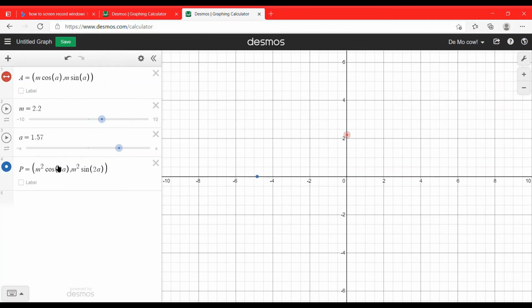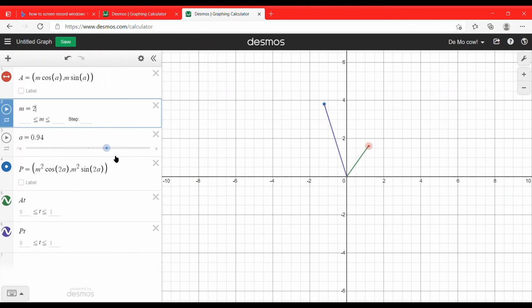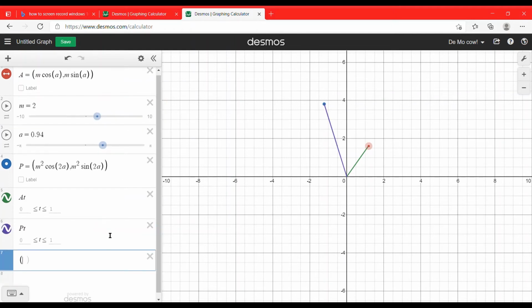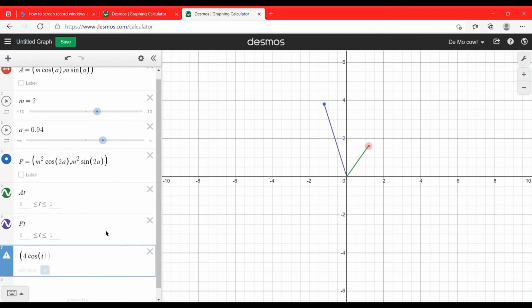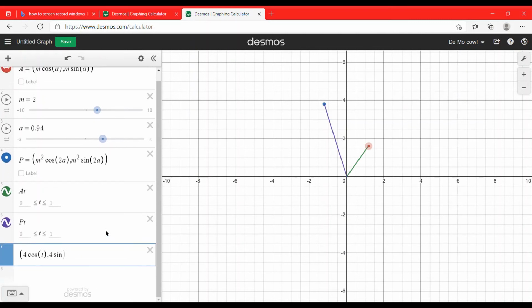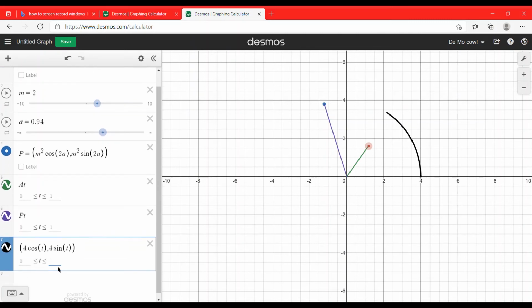As you can see, if I make it a little bit clearer, A T, P T, the modulus is being squared, right? So if I was to make a circle that was like 4 cos t and 4 sin t, and I just made that like 2 pi.